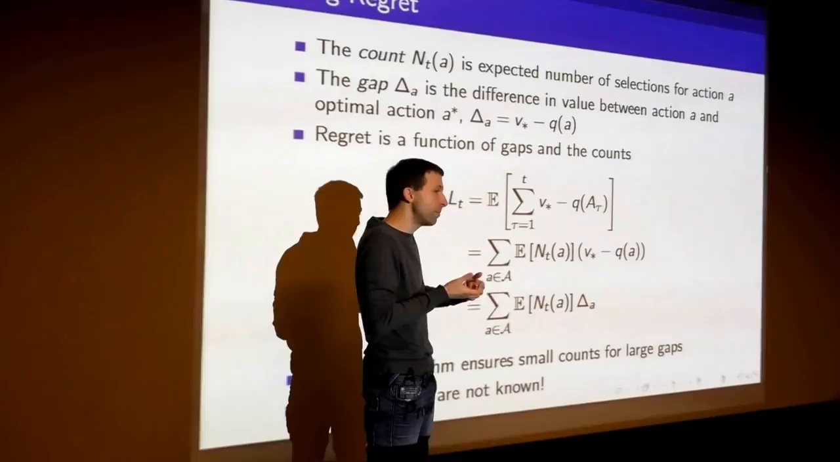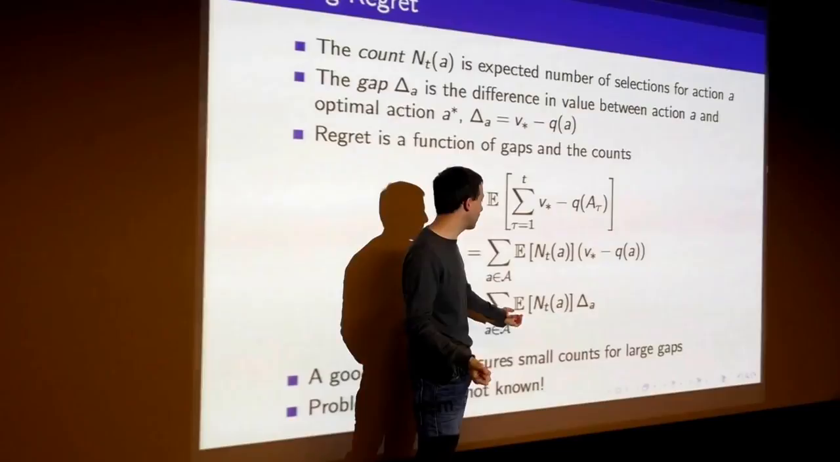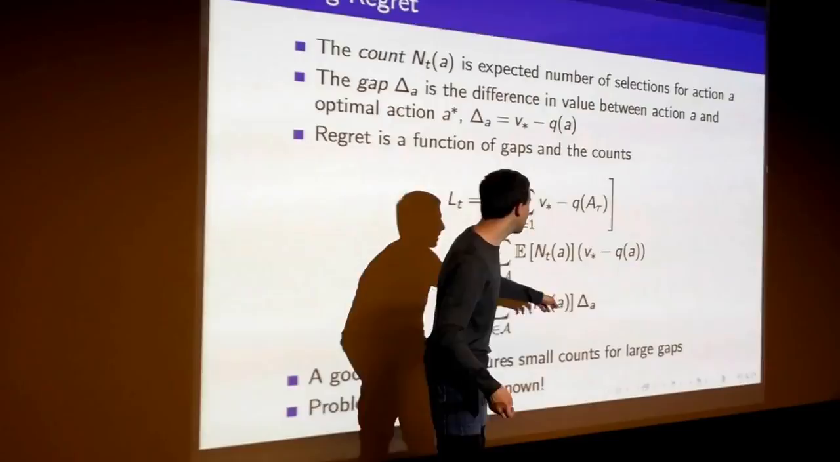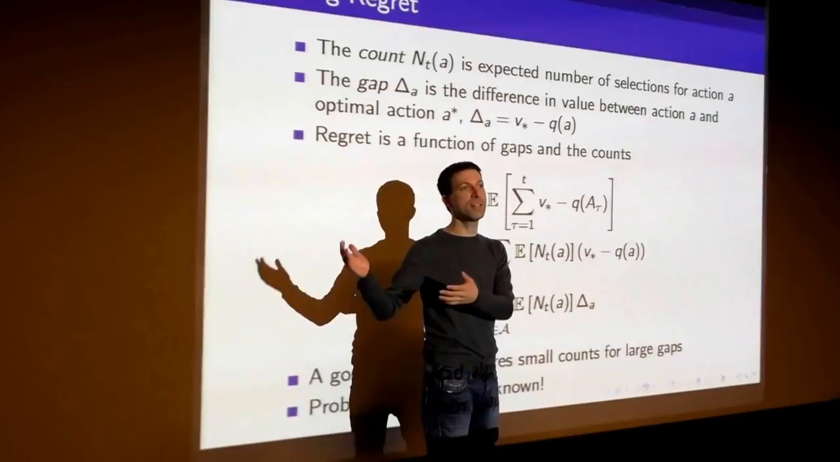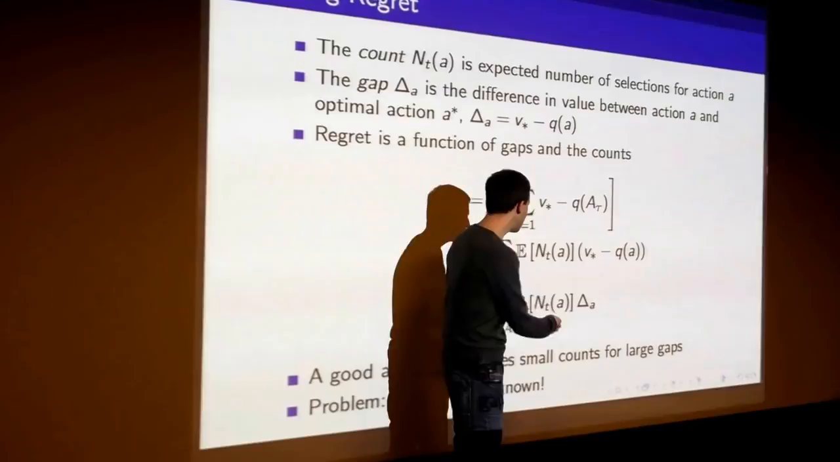So we want to minimize our regret. We want to get as close as possible to optimal. But what we see is that the regret can be written in terms of these counts multiplied by these gaps. So every time the gap is large, like if there's some machine that is really horrible and pays out 3% of the time, and there's a machine that pays out 90% of the time, well, the gap, which would be 87%, is very large, so you need to make sure that you pull that arm very few times.